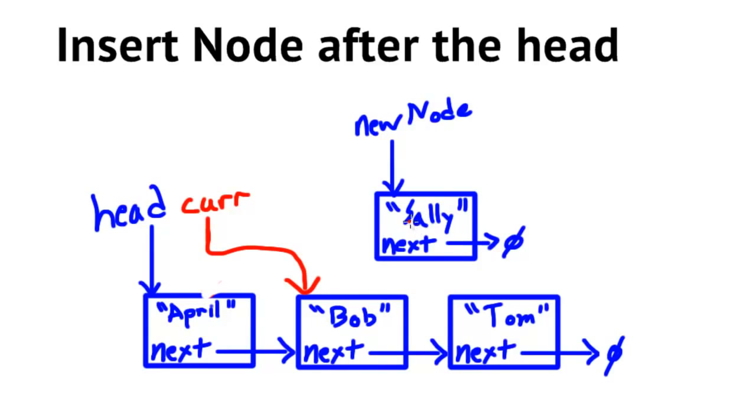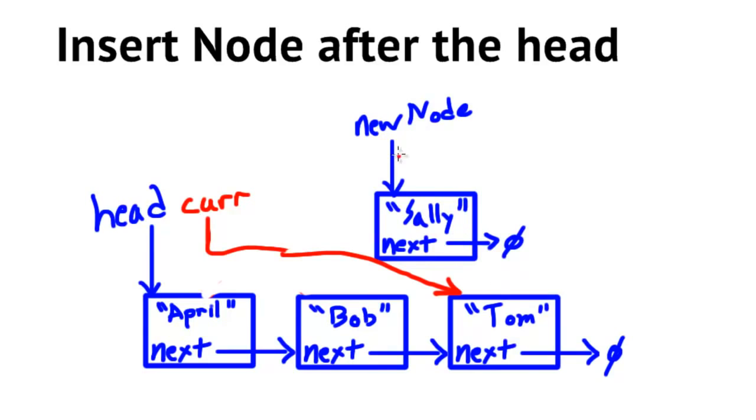Then we'd do another comparison. We'd say, okay, does Sally come after Bob? Yeah, S comes after B. And so then we would update current again. So we'll have current now pointing over here to Tom's node. And now we see that Tom comes after S, T comes after S, so Sally needs to go in between Bob and Tom.